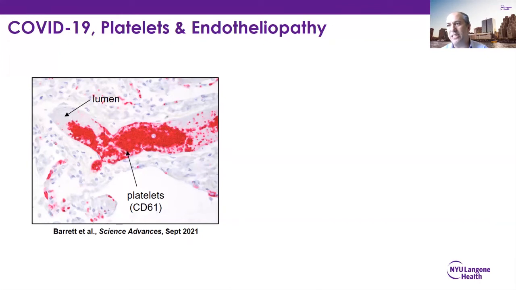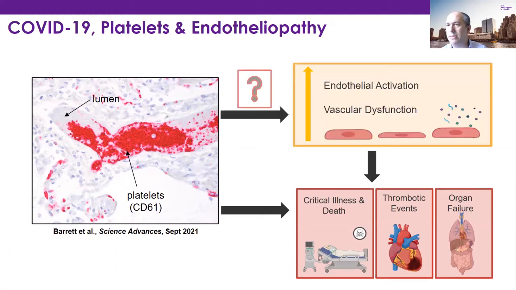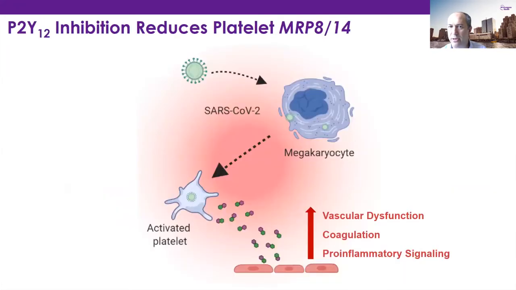It's been well known that platelets directly influence the endothelium. When you looked at all these autopsy samples, you saw tons of platelets in the micro and macrovascular lumen adhering to the endothelium. So the question was, we know that in this disease, patients were having critical illness, thrombotic events, organ failure. Our question was, are platelets inducing this via endothelial cell activation? Are they inducing this through vascular dysfunction?